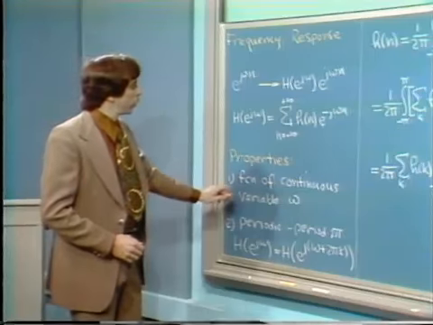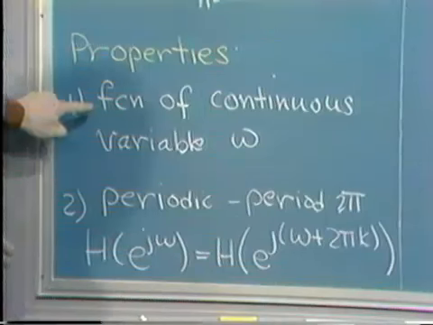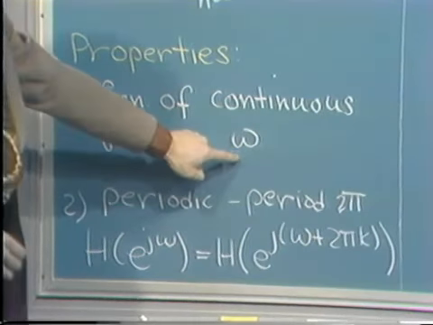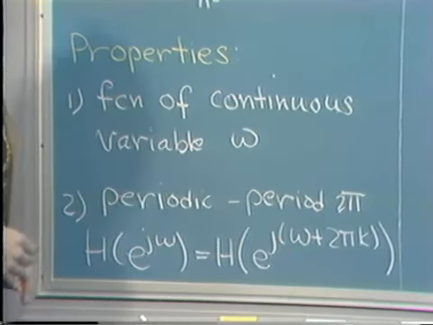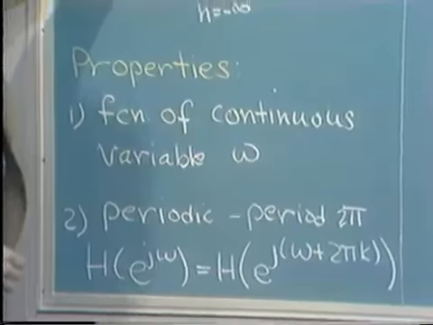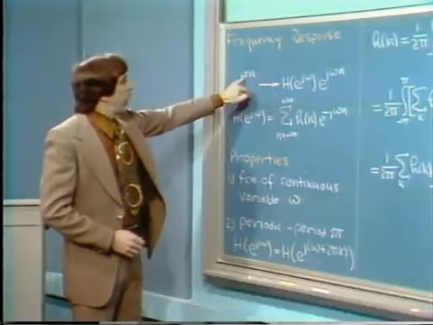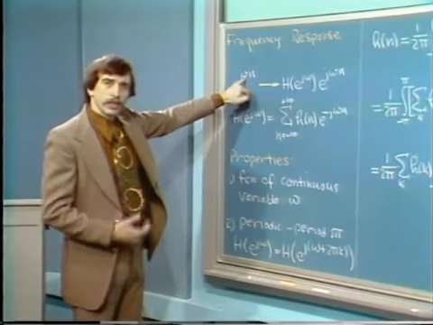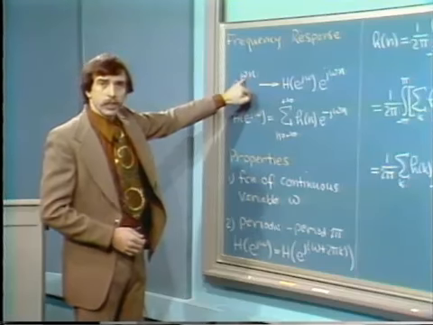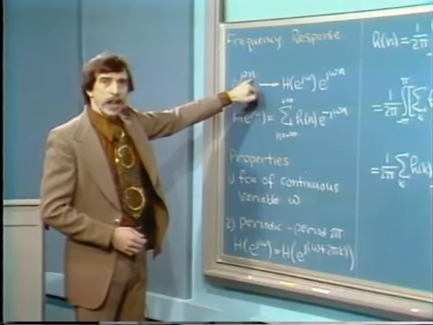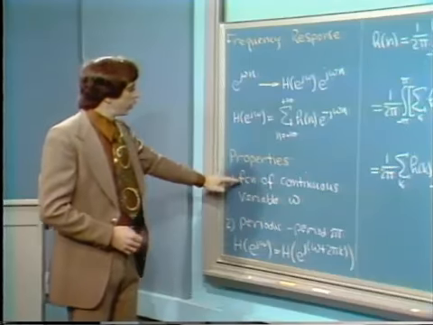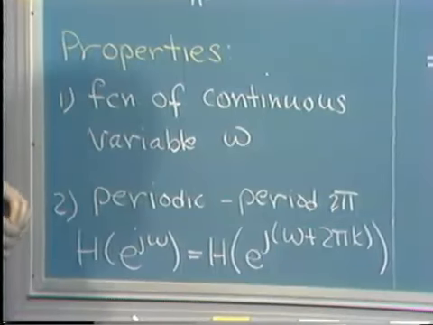One of them was the fact that the frequency response is a function of a continuous variable omega. That is, complex exponential inputs can have the frequency variable omega vary continuously. Omega is a continuous variable, whereas n is the discrete variable. So this was one important property.